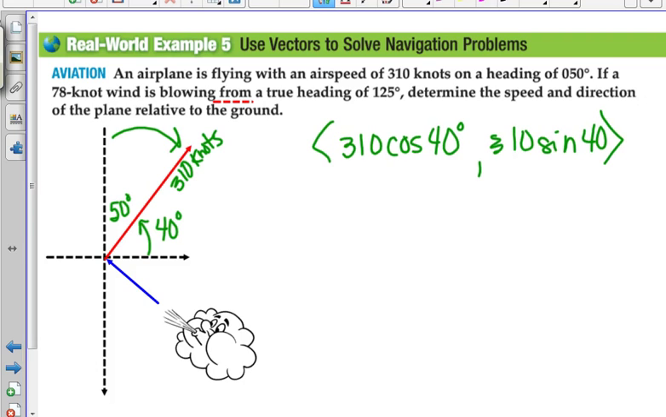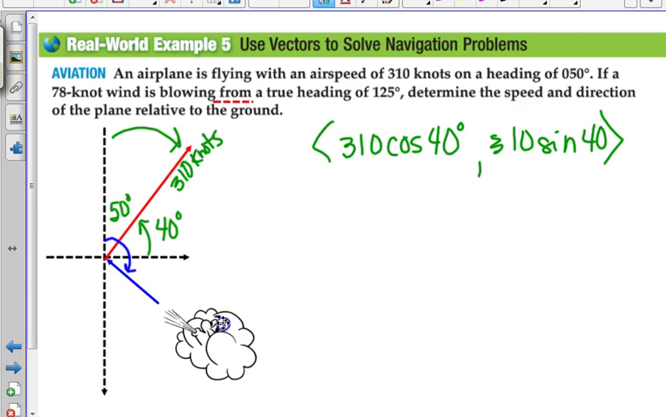All right. Then it says if a 78 knot wind is blowing from a true heading of 125, which is again off of north 125 degrees. I don't know why they phrased it differently, but true bearings are still off of north. Determine the speed and direction.